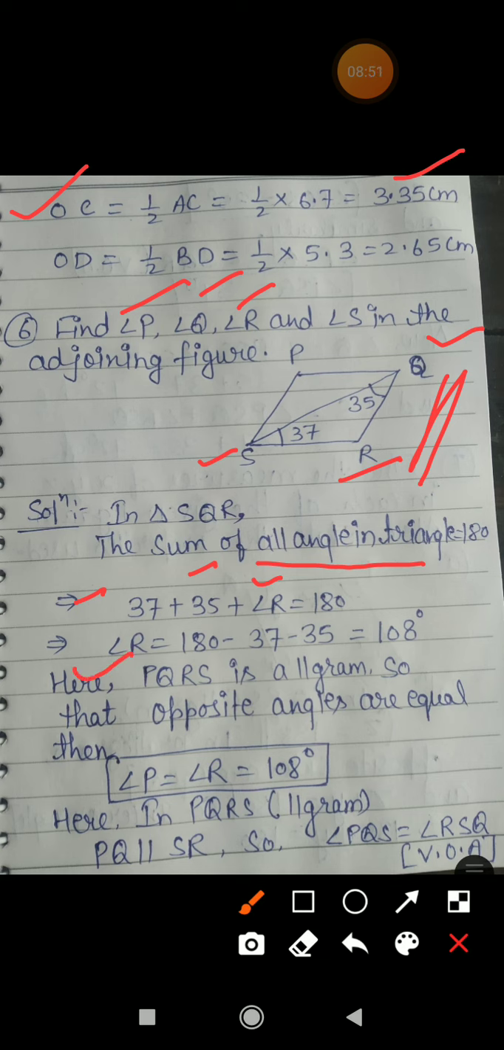You very well know PQRS is a parallelogram. Before starting this question, I will explain the property of a parallelogram. That means the opposite angles are equal in a parallelogram. So you have to use this property here. Opposite angles are equal, so angle P is equal to angle R. We have to find the value of P also. So angle P is equal to angle R is equal to 108.